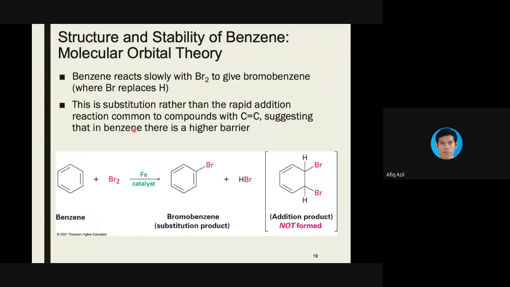This suggests that in benzene, there is a higher barrier. Okay, we still remember about activation energy and all that. So this is sort of a barrier for benzene to obtain this addition product. Okay, if you see over here, this product is not formed. It does not form. Instead, you're going to get this, whereby all of the double bonds are retained.